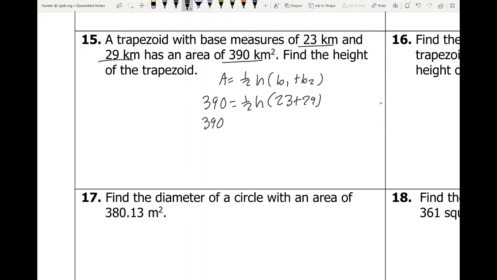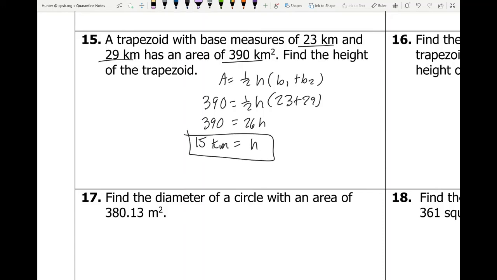Oh, I'll just get 390 is equal to 1/2 times, so 23 plus 29 is 52. And then I'm going to go ahead and multiply that by 1/2 to give me 26. So 26h. Divide both sides by 26. So 390 divided by 26 is equal to 15. That's kilometers.